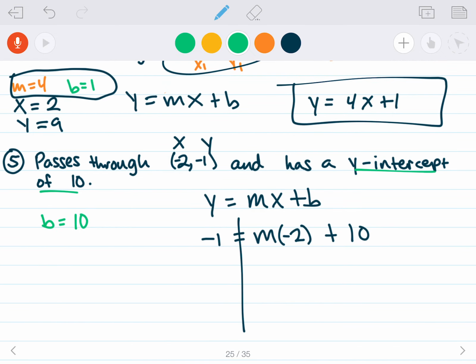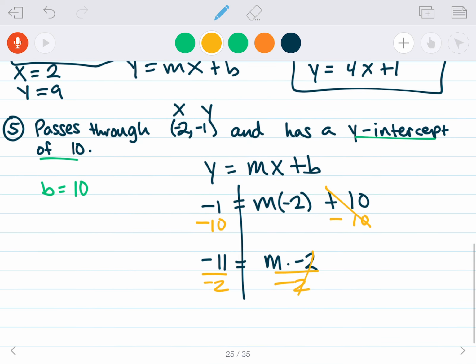So I'm just plugging in everything I know for x, y, and b, and I'm solving for m. The first thing I can do to get m by itself on the right is subtract 10 from both sides. When I do that, negative 1 minus 10 is negative 11 equals m times negative 2. So to get rid of multiplication by negative 2, I need to divide both sides by negative 2. And the 11 over 2 doesn't simplify, but the double negatives do become a positive. So m is equal to 11 over 2.